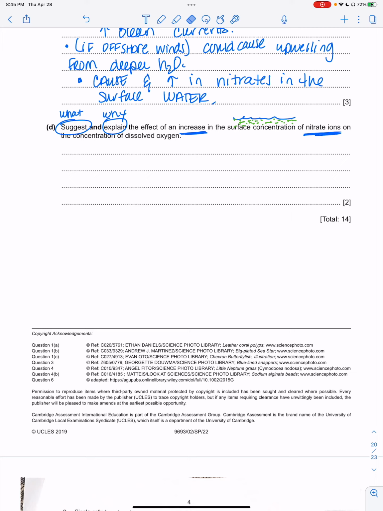This is my last question. Nitrate ions on the concentration or the amount of dissolved oxygen. Okay, so when I see this, I'm like, how does a nutrient like nitrate affect oxygen? However, when I see surface, I'm like, duh, phytoplankton.